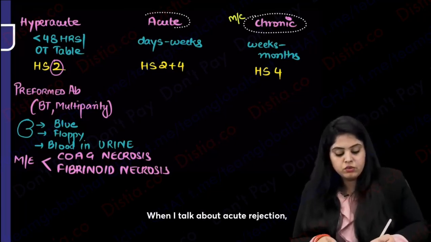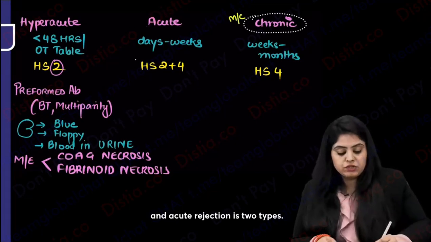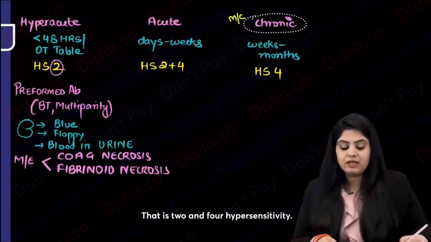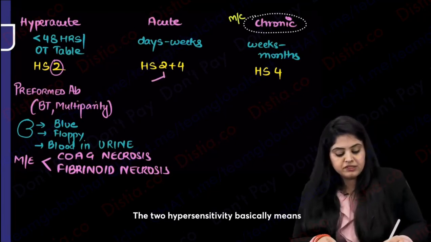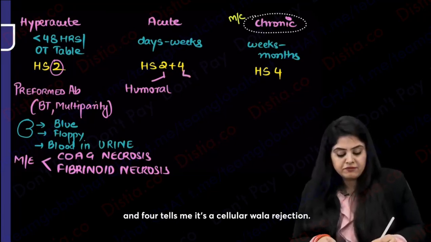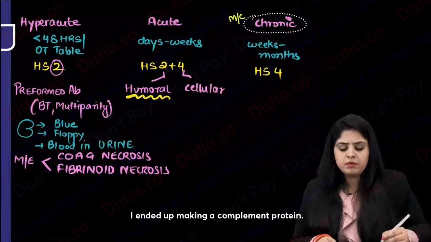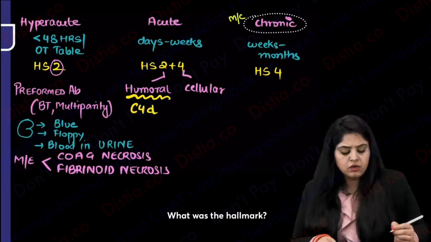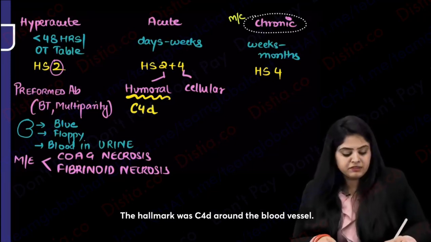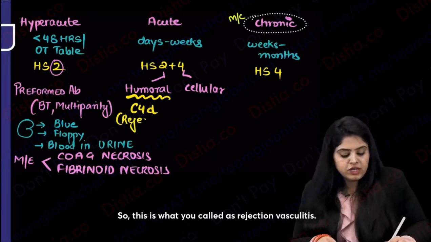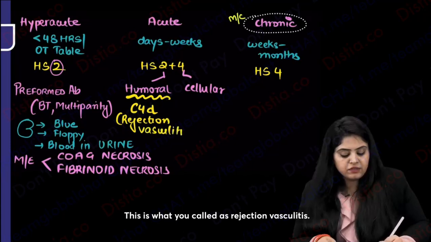When I talk about acute rejection, acute rejection is of two types, that is type 2 and type 4 hypersensitivity. Type 2 hypersensitivity basically means it's a humoral, antibody-mediated rejection, and type 4 tells me it's a cellular rejection. So for antibody-mediated rejection, I ended up making complement protein. What was the hallmark? The hallmark was C4d around the blood vessel. So this is what you call rejection vasculitis.